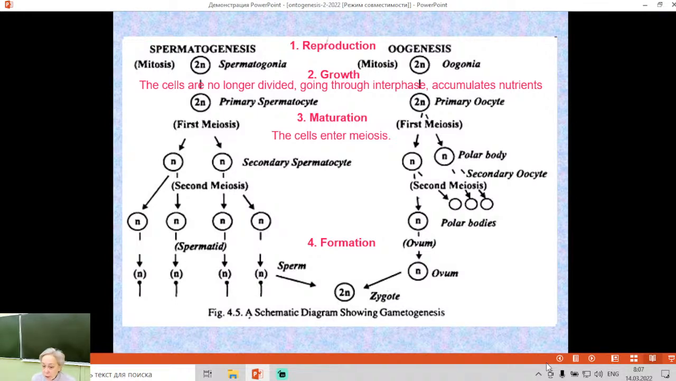The first stage, reproduction. What occurs? Cells divide by mitosis and their number increases. During spermatogenesis, on this stage, the cell is called spermatogonia. You must remember names of cells on each stage. Reproduction, the cell is called spermatogonia. Spermatogonia divide by mitosis and their number increases.